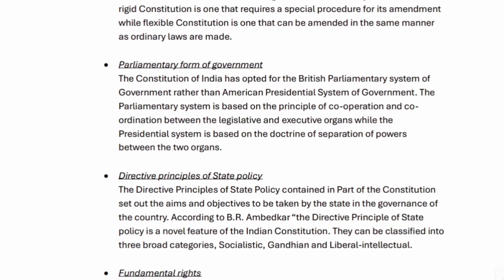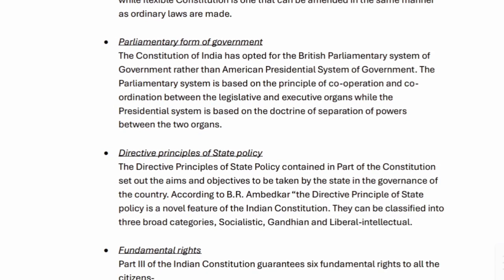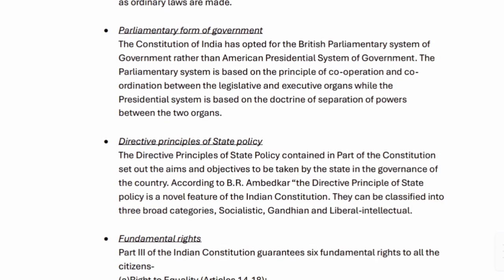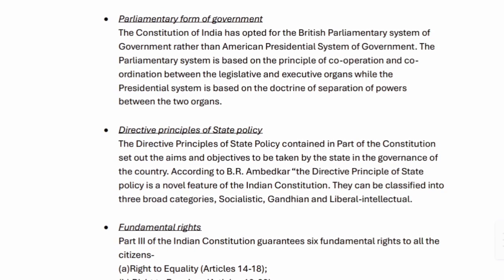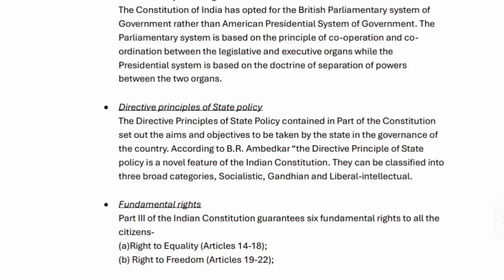Directive principles of state policy. The directive principles of state policy contained in Part 4 of the Constitution set out the aims and objectives to be taken by the state in the governance of the country. According to B.R. Ambedkar, the directive principles of state policy are a novel feature of the Indian Constitution. They can be classified into three broad categories: socialistic, Gandhian and liberal intellectual.